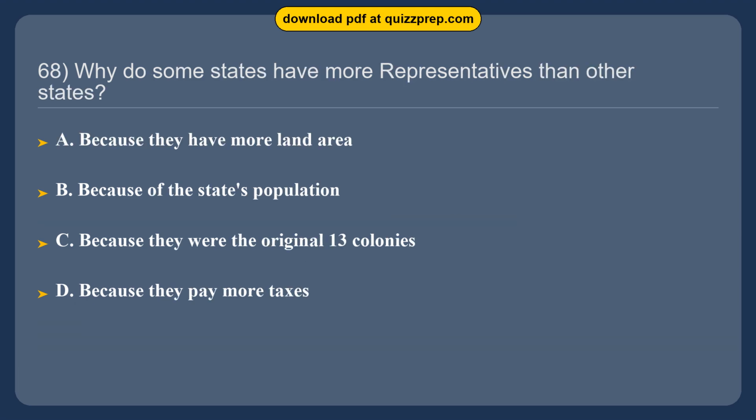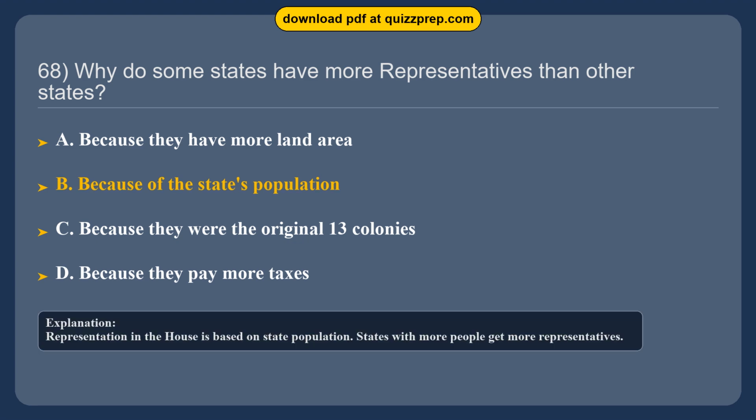Question 68. Why do some states have more representatives than other states? Option A. Because they have more land area. Option B. Because of the state's population. Option C. Because they were the original 13 colonies. Option D. Because they pay more taxes. The correct answer is option B, because of the state's population. Representation in the House is based on state population. States with more people get more representatives.